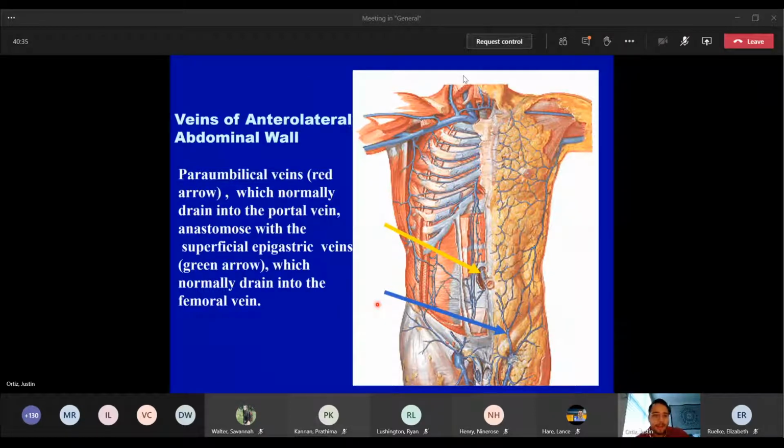This is just saying that you have a lot of anastomoses, right? So paraumbilical veins anastomose into the superficial epigastric veins. This is just saying that you have a lot of anastomoses within the anterior abdominal wall. We'll talk about this at the end of the lecture, or the end of the next lecture, I forgot, but we'll talk about that a little bit more. The only thing I would probably just know is that the paraumbilical veins normally drain into the portal vein, but obviously they can anastomose with these veins as well.